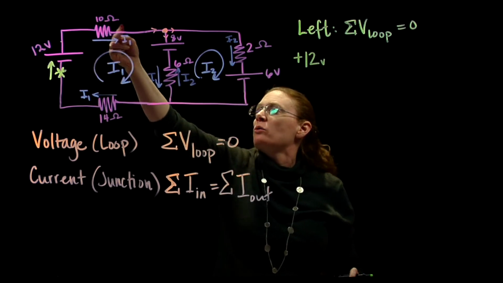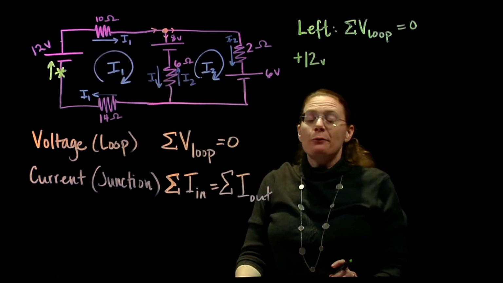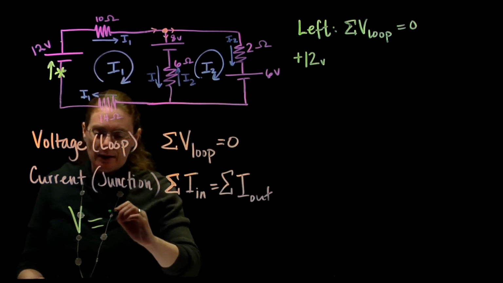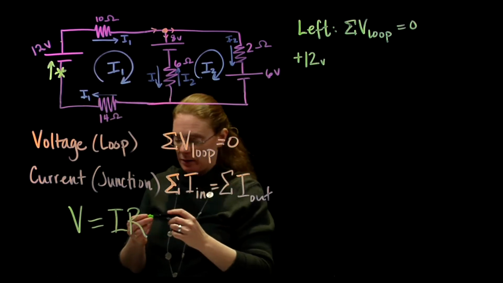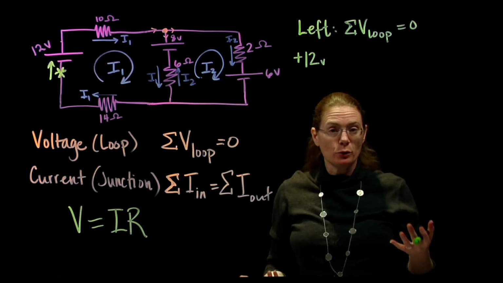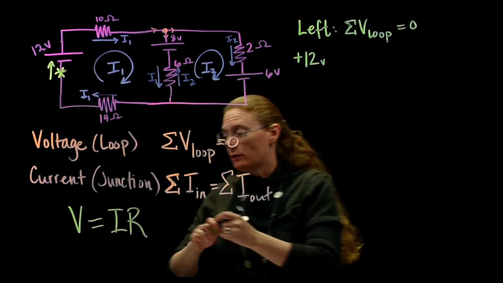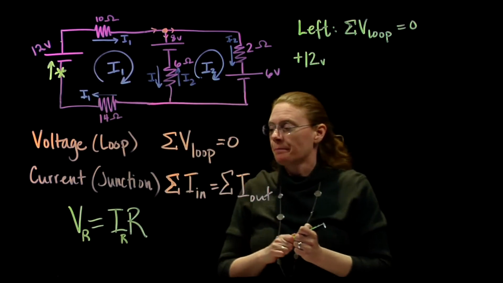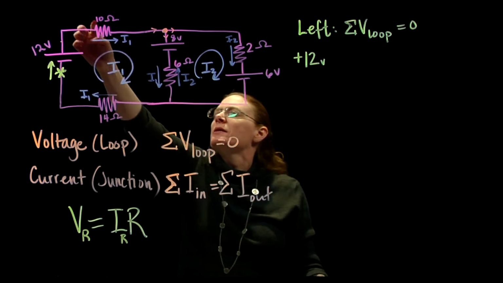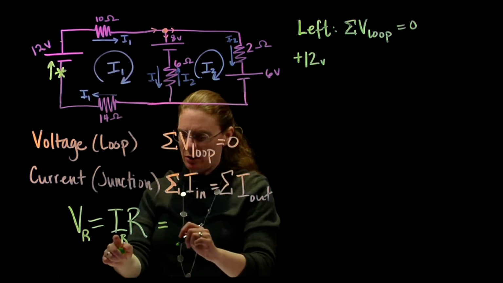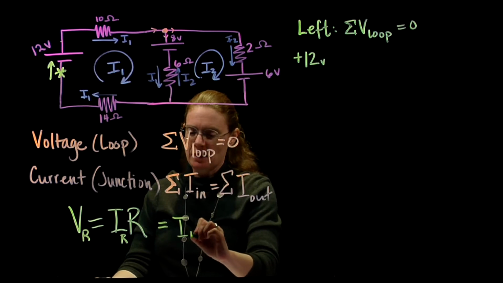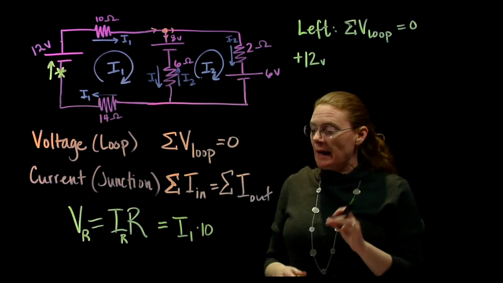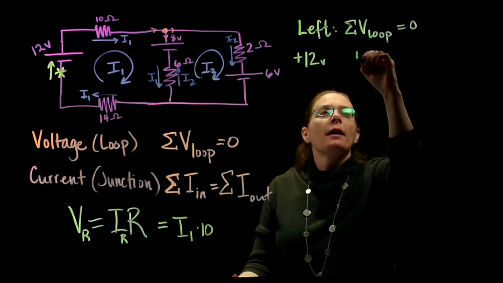Now I'm going to go across this resistor, and I have to figure out the voltage across that resistor. Well, we don't know what it is, but we do know that we can use Ohm's law. Ohm's law is still true for a resistor. So the voltage across that resistor is going to be the current through that resistor times the resistance. So the voltage across this 10 ohm resistor is going to be the current, which is I1, times the resistance, which is 10. All right, so the voltage is 10 times I1. 10 I1.